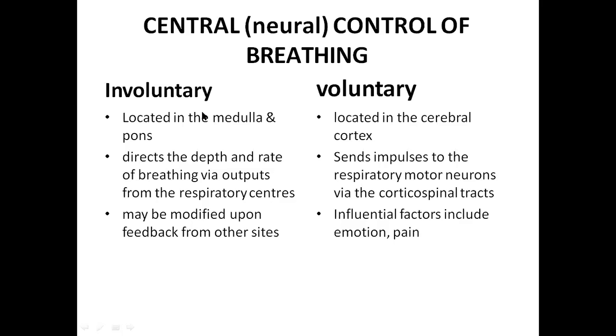Then coming to the voluntary control mechanism. This voluntary center, which is present in the cerebral cortex, sends impulses to the respiratory motor neurons via corticospinal tracts. The influential factors include emotion and pain. During certain conditions of emotion and some pain conditions, the voluntary control center in the cerebral cortex becomes activated. It sends impulses to the respiratory motor neurons via corticospinal tracts. These corticospinal tracts then control the respiratory movement.